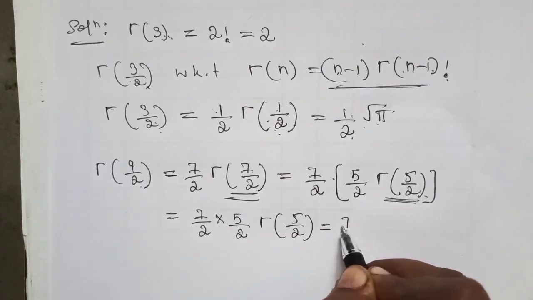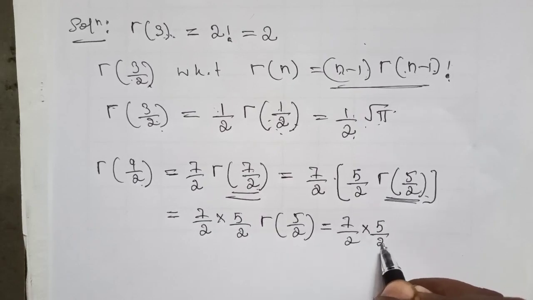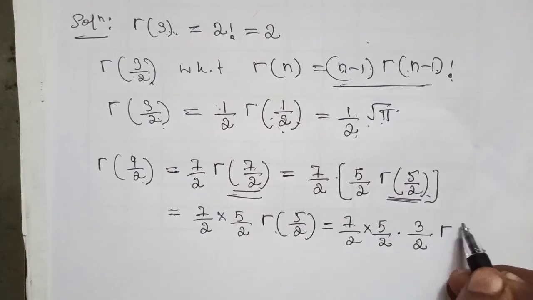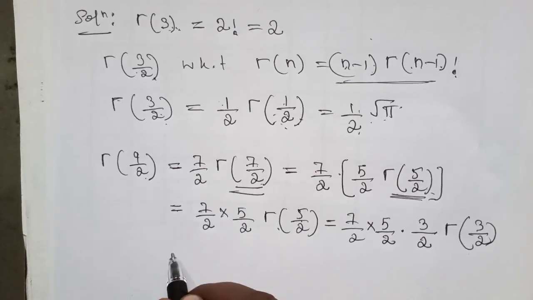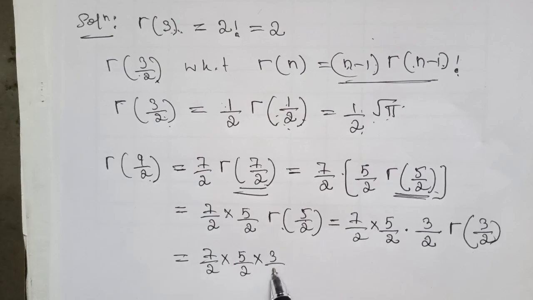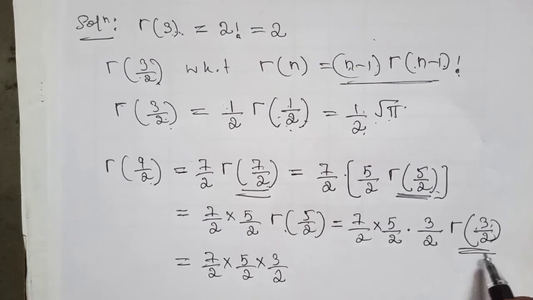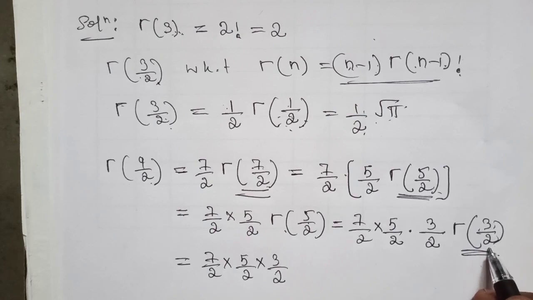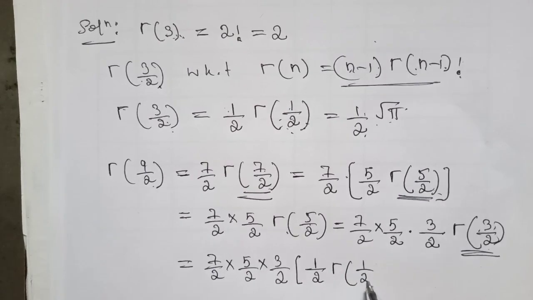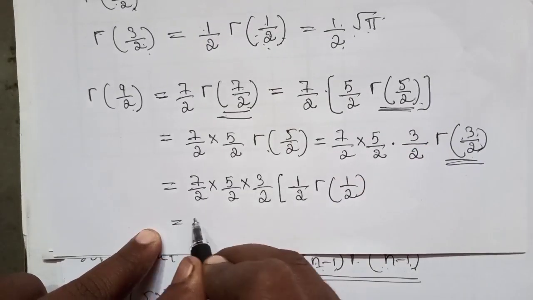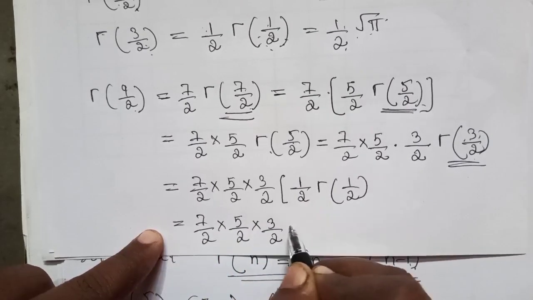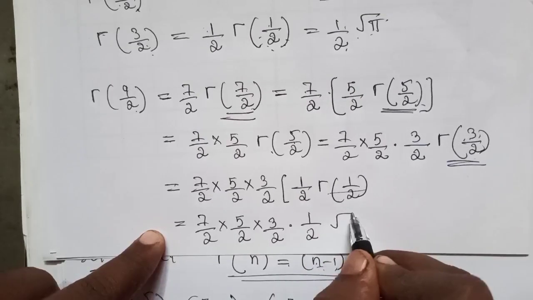Again 7 by 2 into 5 by 2. Gamma of 5 by 2 can be written as 5 by 2 minus 1, which is equal to 3 by 2, into gamma of 3 by 2. So this is equal to 7 by 2 into 5 by 2 into 3 by 2. Now gamma of 3 by 2 can be written as 3 by 2 minus 1, which is 1 by 2, into gamma of 1 by 2. So further simplifying we get 7 by 2 into 5 by 2 into 3 by 2 into 1 by 2. Gamma of 1 by 2 value is root pi.